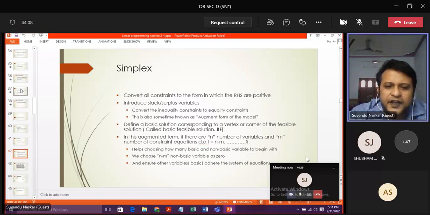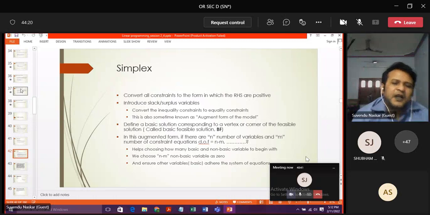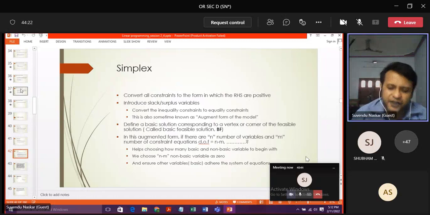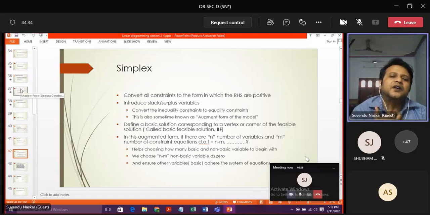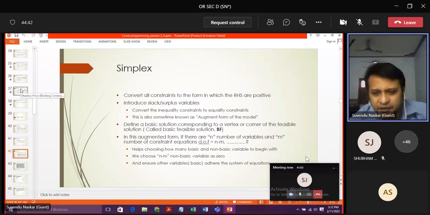So what we're going to do is define basic feasible or basic solution corresponding to a vertex or the corner of the feasible solution. Right now, once we change all the inequalities to equalities, what we have is a set of equality functions, a set of variables x1, x2, plus a set of these s1, s2 slack variables, depending on my constraints. And that form is called augmented form. So the problem which was a two-dimensional problem now has become more than two-dimensional.